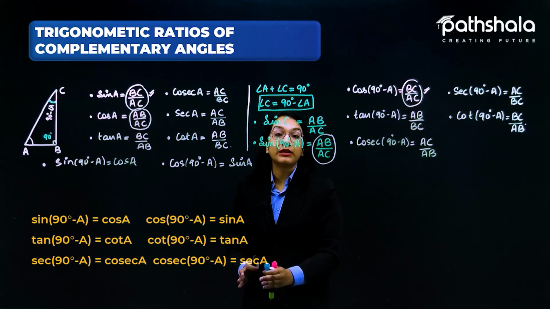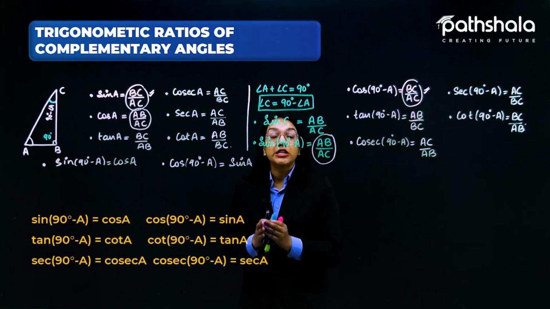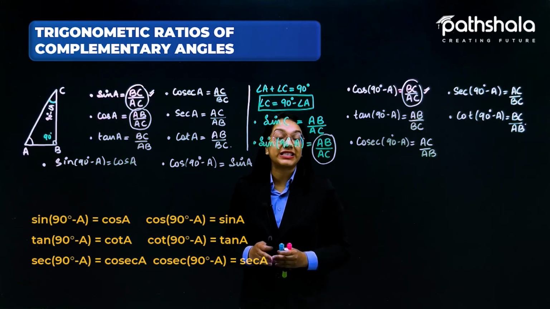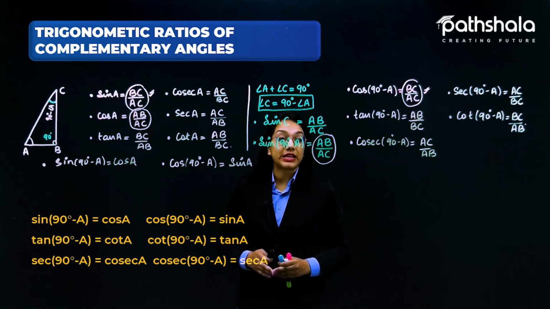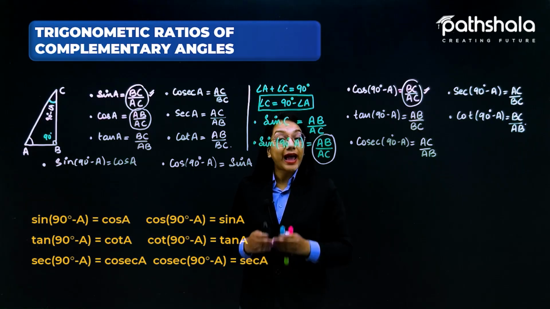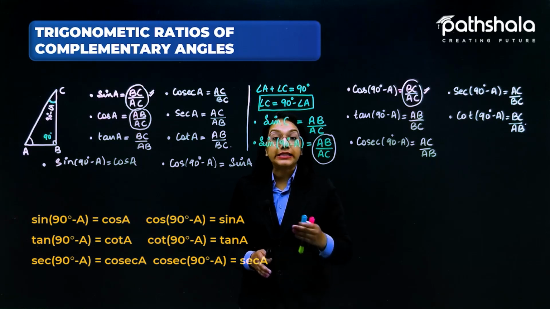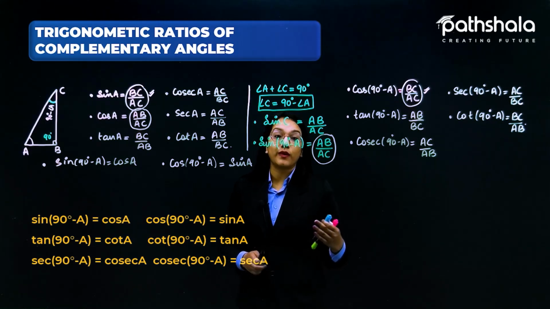So these are nothing but called the trigonometric ratios of the complementary angles. These are really very important concepts. Always remember that sine 90 minus A is nothing but cos A, cos 90 minus A is equal to sine of A, tan 90 minus A is equal to cot of A, cot 90 minus A is equal to tan of A, secant is equal to cosecant, and cosecant is equal to secant.